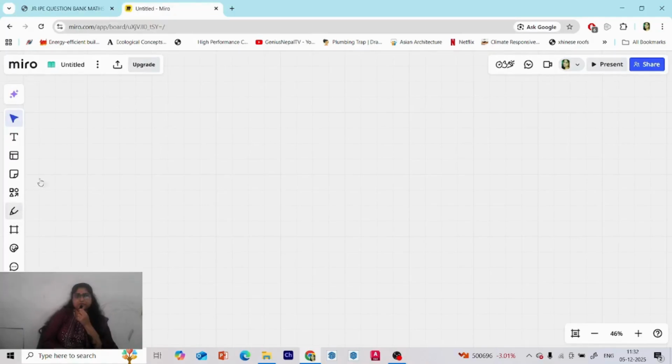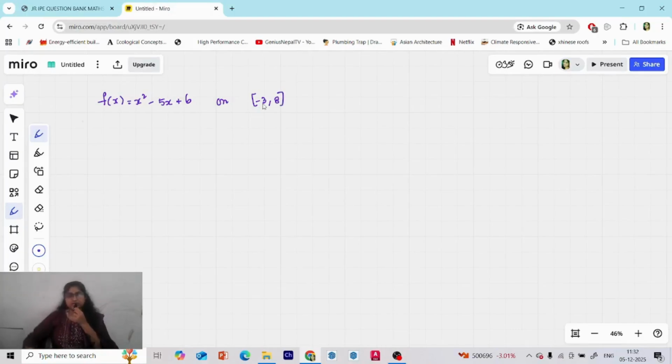Okay, so here we go. F of x is equal to x square minus 5x plus 6. On which interval should we have to verify this? On minus 3 comma 8. Okay, so now what do we do? First of all, for Rolle's theorem, the first condition is that it should be continuous on this interval. Second condition is that it should be differentiable on this interval. Correct? Now you see that both the conditions are being satisfied.